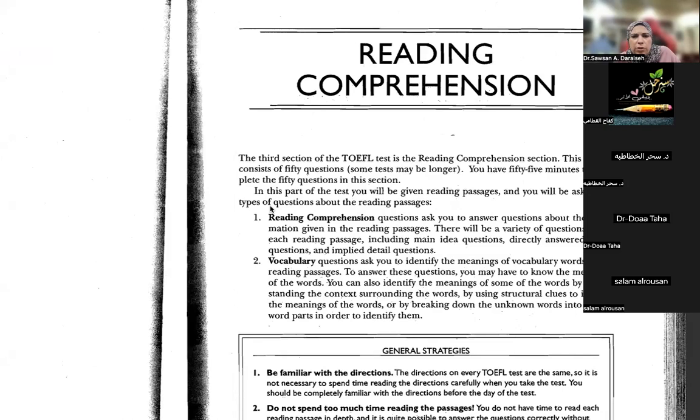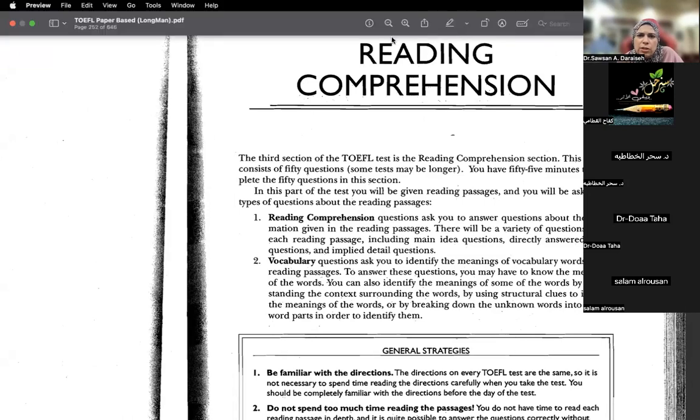Reading comprehension. The third section of the TOEFL test is the reading comprehension section. So what's the third section? It is the reading comprehension section. This section consists of 50 questions. I'm not going to give you 50 questions, guys, but the book itself has 50 questions. Of course, some tests may be longer. Don't worry, I'm not going to count 50 and give them to you. I'm just going to give you some reading questions.